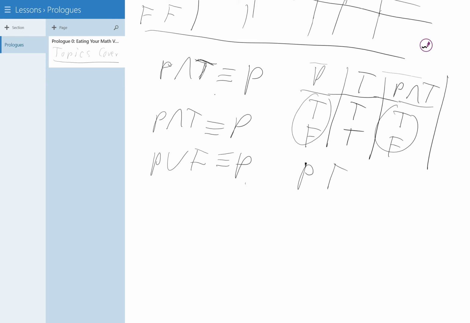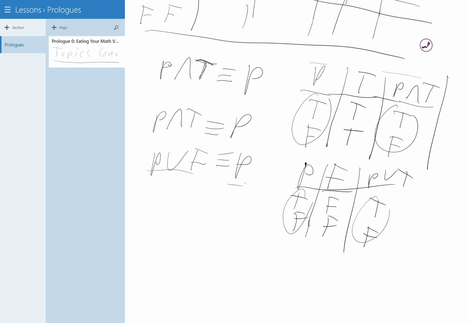Take P and a false. This false guy is a constant. He always takes on false. P is true and false, and then you do the OR. Only one of them has to be true. It's true and it's false. You see they have the same value, which means they're logically equivalent. That's what that means. There's a ton of these laws.